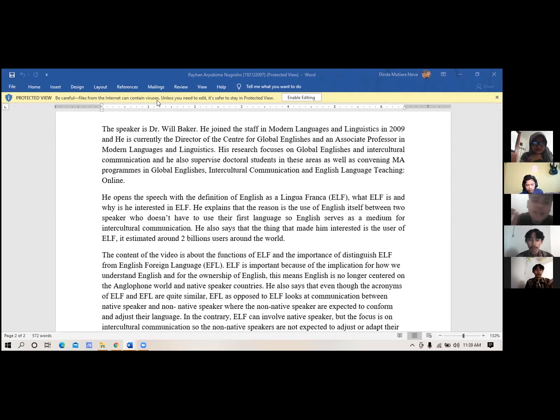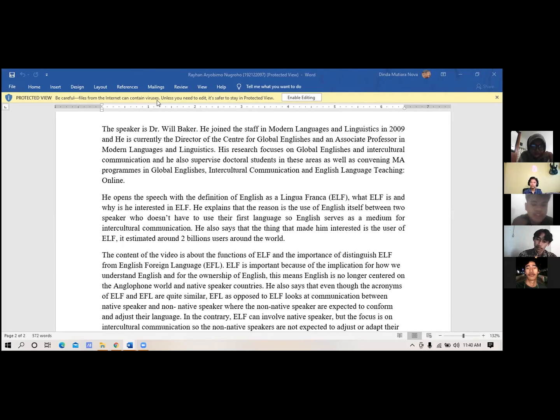Anyways, the speaker is Dr. Will Baker. Who is Dr. Will Baker? He joined the staff in Modern Languages and Linguistics in 2009, and he's currently the director of the Centre for Global Englishes and an associate professor in Modern Languages and Linguistics. His research focuses on global Englishes and intercultural communication, and he also supervises doctoral students in these areas as well as convening MA programs in global Englishes, intercultural communication, and English language teaching online.